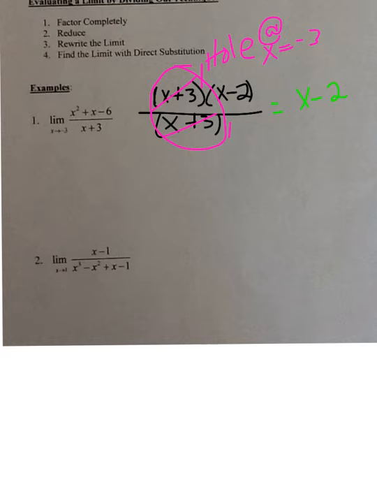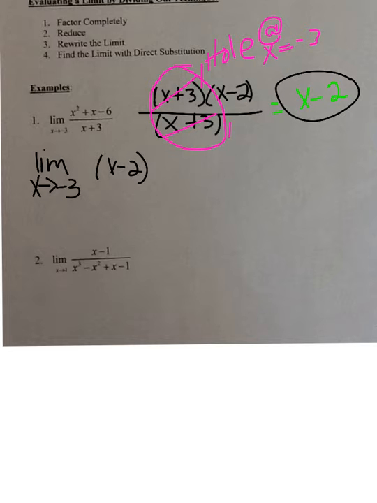So now you're going to rewrite the limit. You rewrite it as the limit as x approaches negative 3 of x minus 2. Now you're going to do direct substitution. So I have negative 3 minus 2, which is negative 5. So the limit as x approaches negative 3 of x minus 2 is negative 5. That's like what we got in the do now when we did substitution in the chart. All right, so let's take a look at number 2.